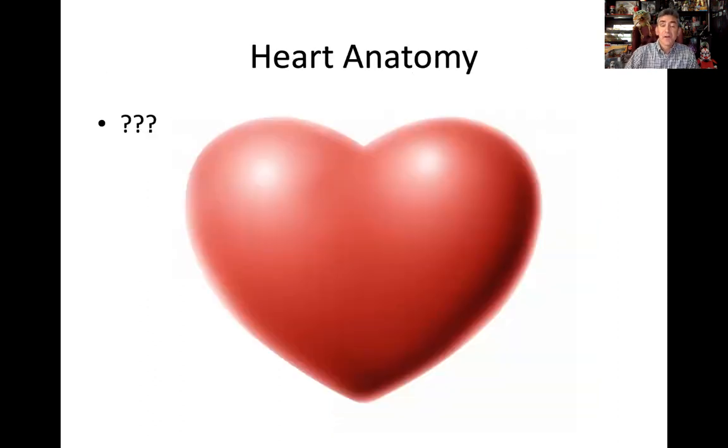So we're going to get into heart anatomy, a lot of detail that's going to follow. And let me stop this video now, and then I'll start up with that next one here.